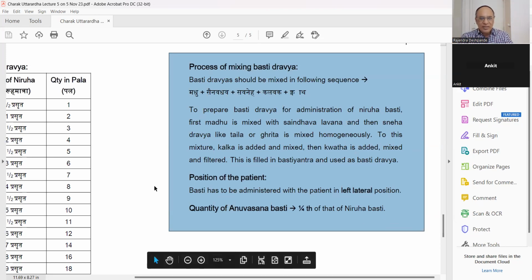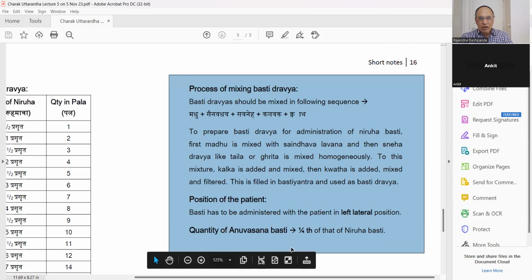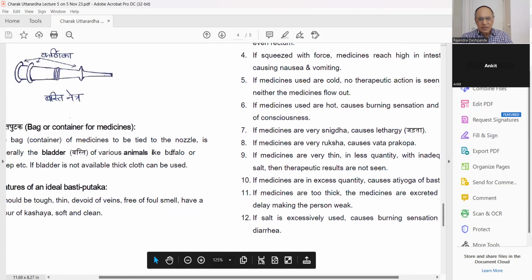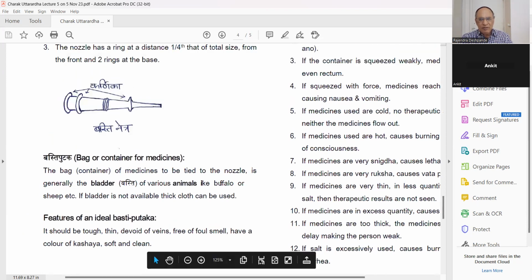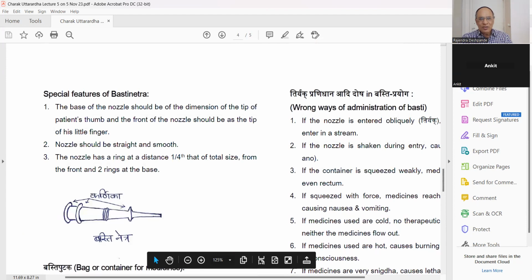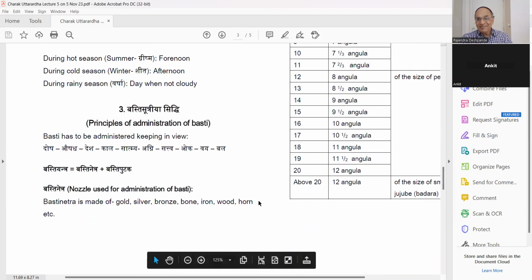So, in short, I think it is better that I go back again to show you what we have learned today. We have talked about the Basti Yantra, Basti Putaka, Basti Netra, procedure, everything. And we have seen the complications if we give it hot or cold. Then Basti Sutriya, third Adhyaya, Siddhi Sthana, third chapter, Principles of Administration of Basti.